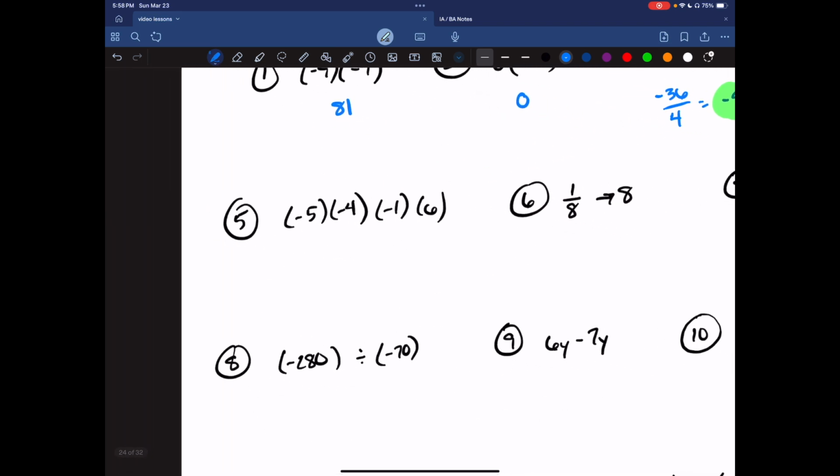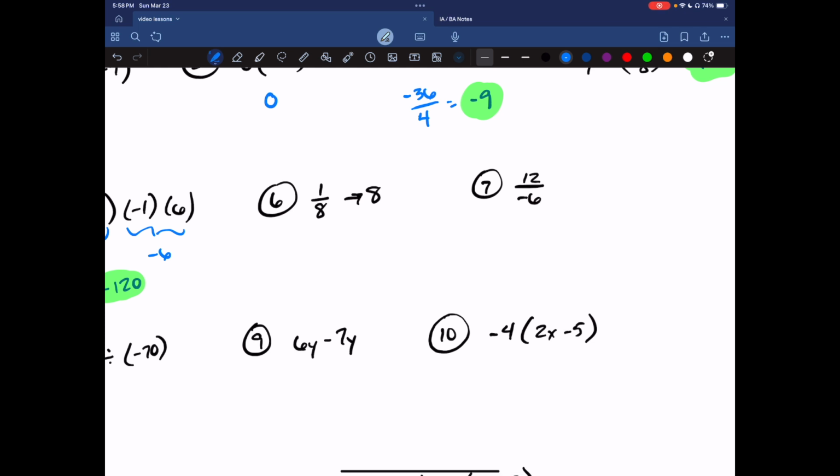All right. On 5, we have 4 different terms. So let's just take it 2 at a time. That's going to be positive 20, and this is going to be negative 6. So 20 times negative 6 is going to be negative 120.